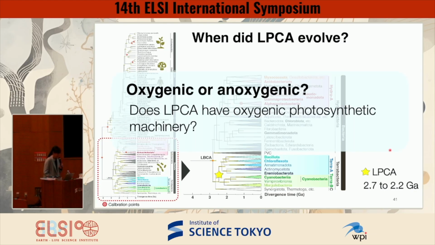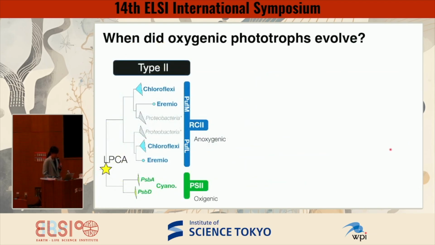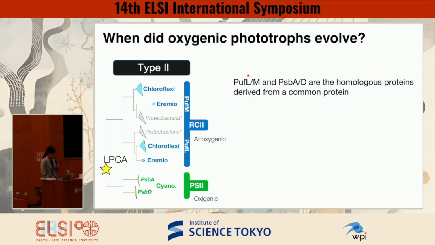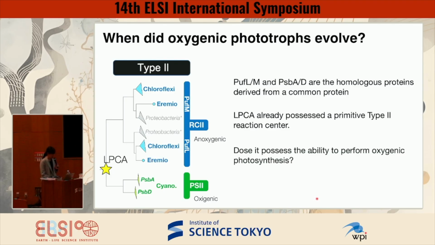And the next question is, did LAPCA have oxygenic photosynthetic machinery? To address the question of whether LAPCA already had oxygenic photosynthetic machinery, we focus on type 2 photosystem, which is essential for oxygen evolution. First, it is important to note that type 2 reaction center proteins, PufL and PufM in anoxygenic phototrophs, and PsbA and PsbD in oxygenic phototrophs, are homologous proteins derived from a common ancestral reaction center. This indicates that LAPCA already possessed a primitive type 2 reaction center, and the question is whether it possessed the ability to perform oxygenic photosynthesis or not.